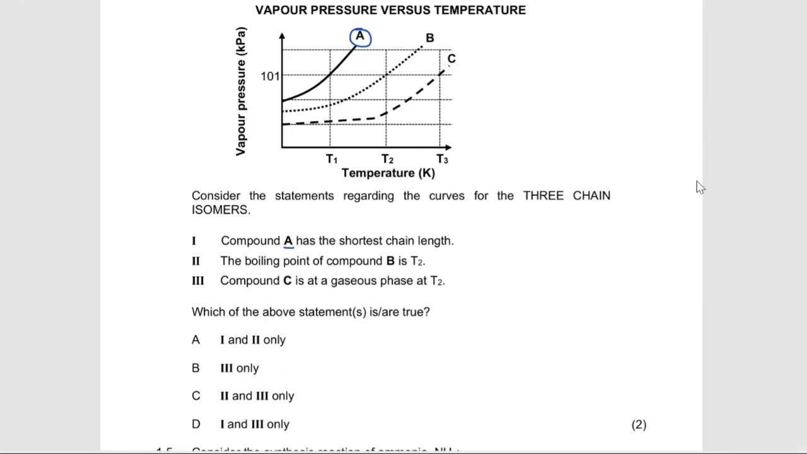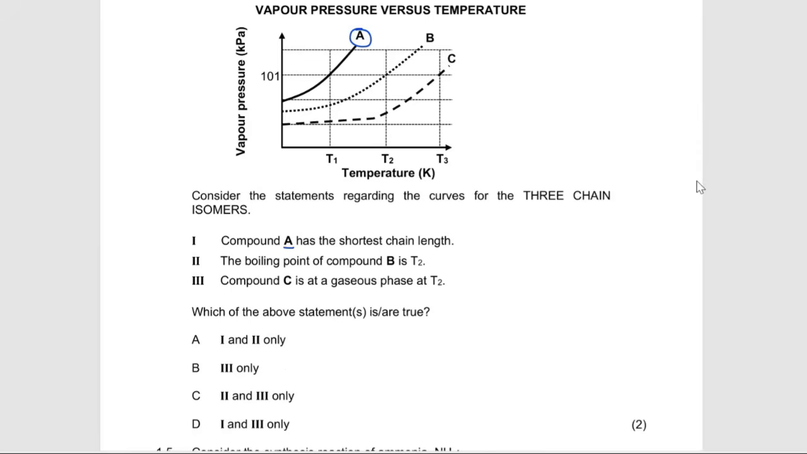So how do we conclude that A has got the shortest chain length? Because if you look at the curves, A has the highest vapor pressure. In terms of vapor pressure, we know that whenever we have a high vapor pressure, we're going to have a low boiling point, and low boiling point is usually associated with what? The shortest chain.